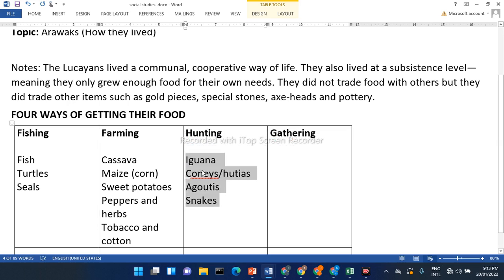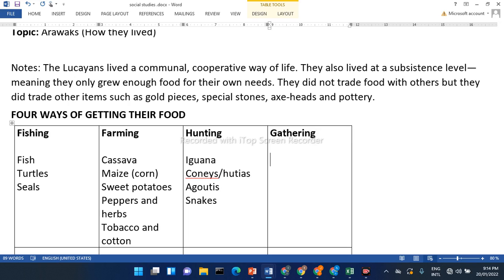Now, this for us, we don't typically. The Bahamian diet doesn't typically consist of snakes, certainly not, and iguanas. No, we eat more of the chicken, the turkey, the beef and the pork and those sort of stuff. All right, and so let's move on to gathering.